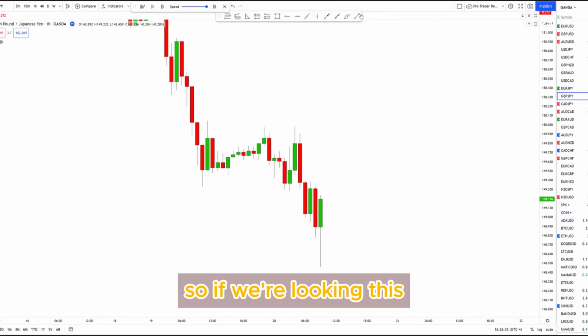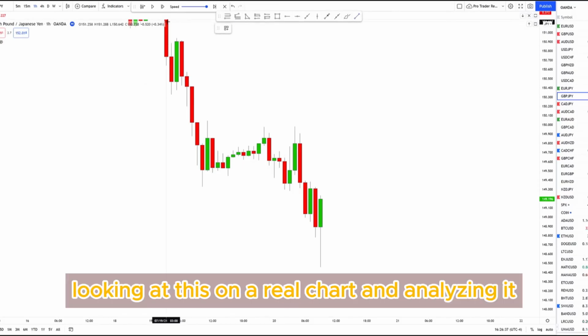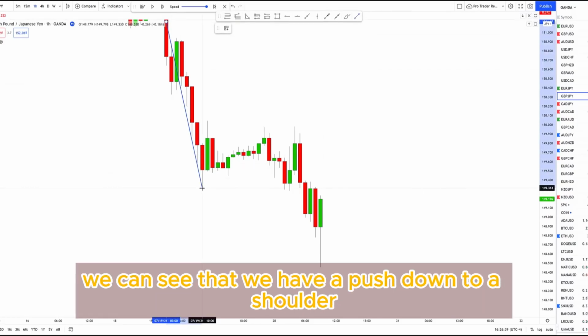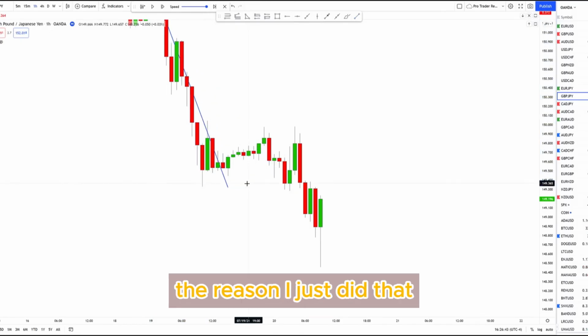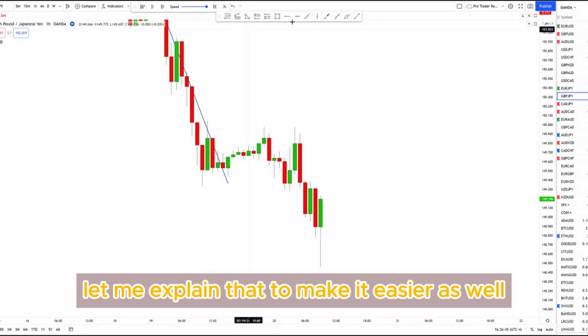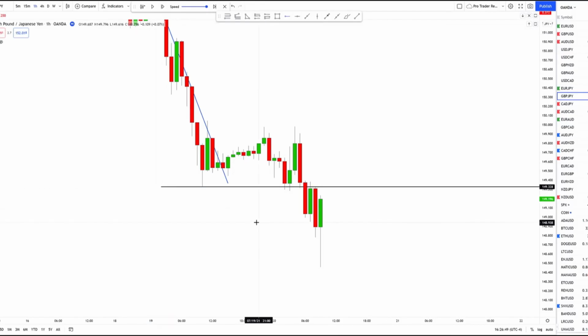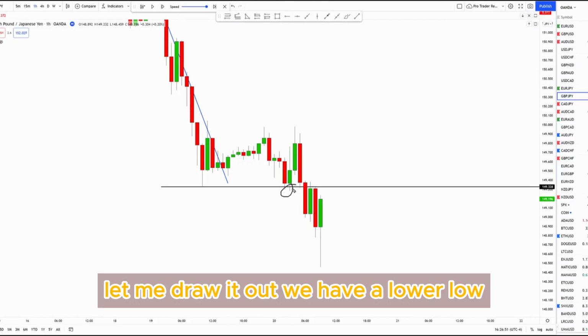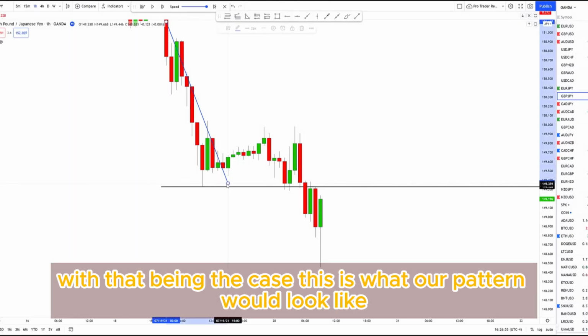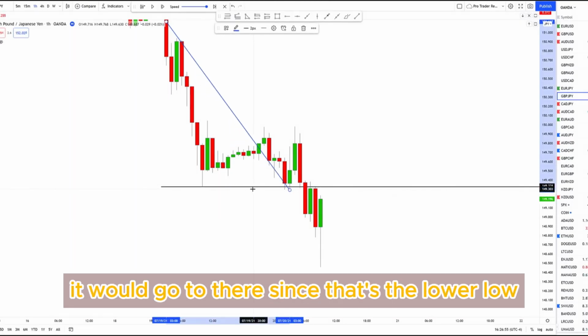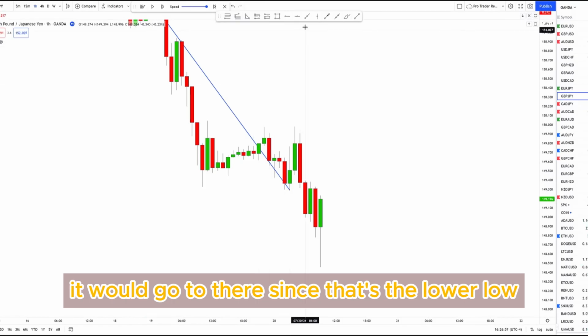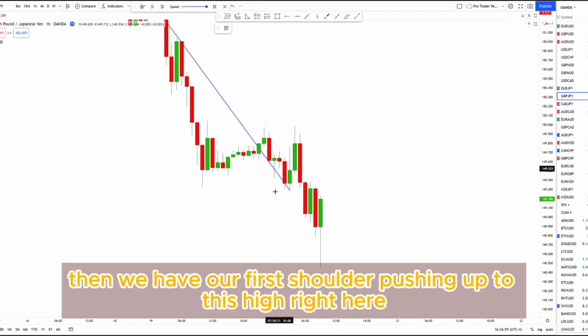So if we're looking at this on a real chart and analyzing it, we can see that we have a push down to a shoulder, which is actually right here. The reason I just did that, let me explain that to make it easier as well. Here we have a low, but here, let me draw it out, we have a lower low. With that being the case, this is what our pattern would look like. It would go to there since that's the lower low. Then we have our first shoulder pushing up to this high right here.